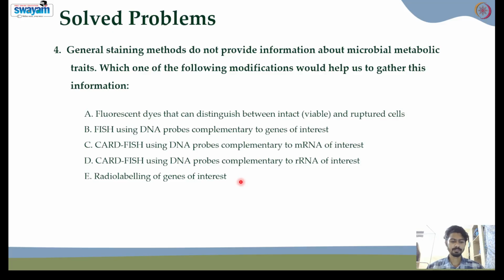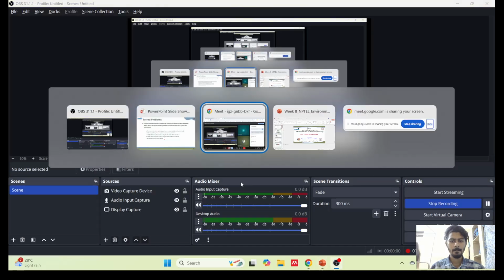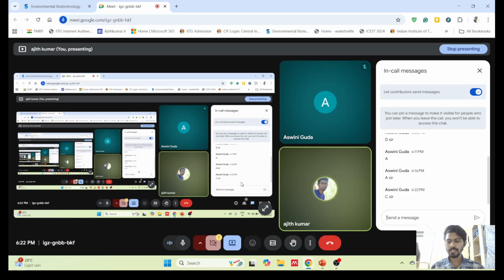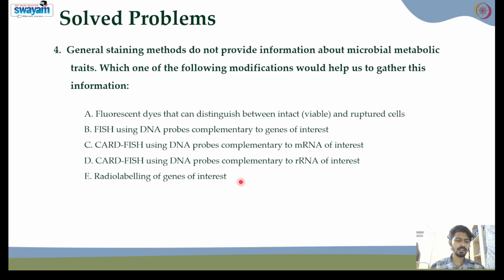Your answers are option C. Okay. Option C, the FISH uses DNA probes complementary to the gene of interest. So if you incorporate these changes, you could understand microbial metabolic traits. Okay. So now we will see the answer.